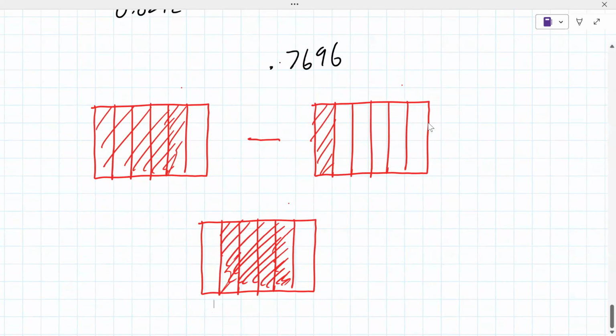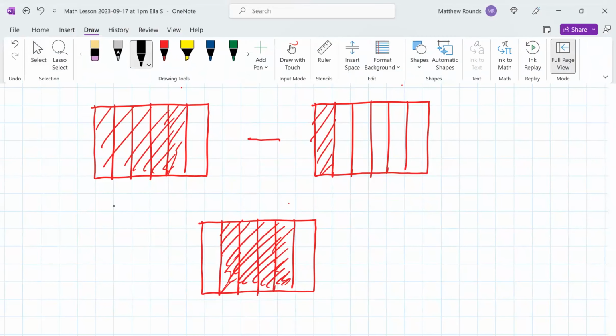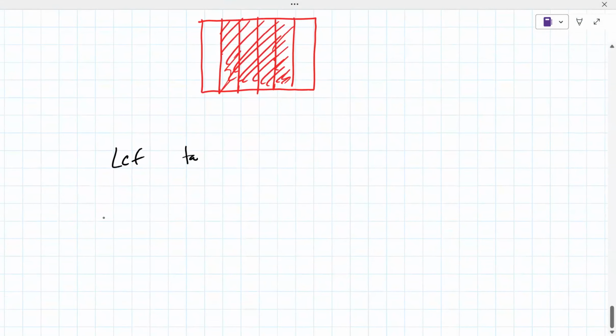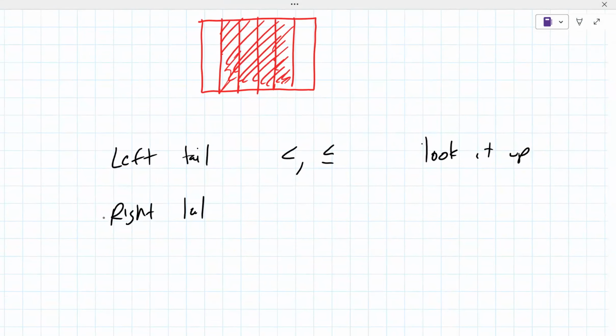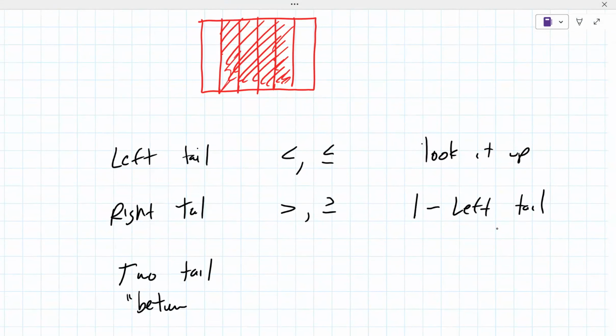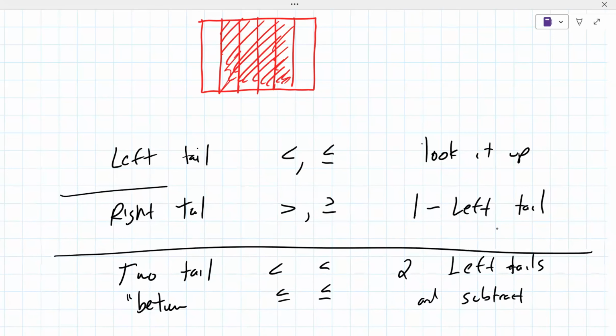Okay. So what you have to remember, there are three types of problems that they will give you. Left tail, which is this one or this one, and that's a straight lookup. You just look it up in the table or the calculator. Right tail, you end up doing one minus the left tail. So you get the left tail value, you look it up, and then you do one minus that. And then what's called two tail, or the between, is either this one or this one. You do two left tails and subtract. So you have to know how to do each of these three types of problems.